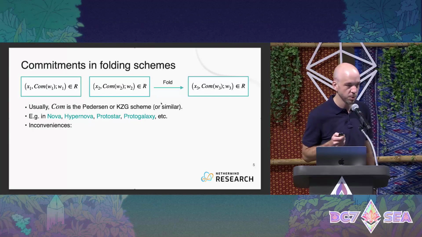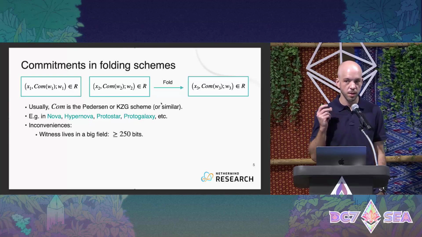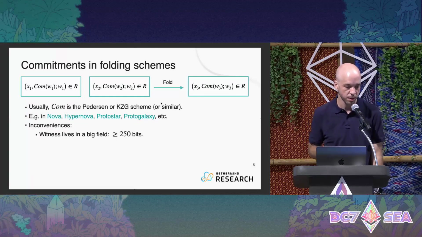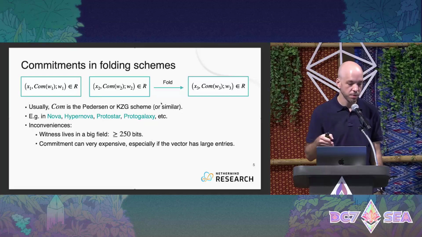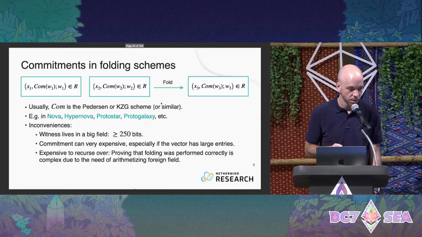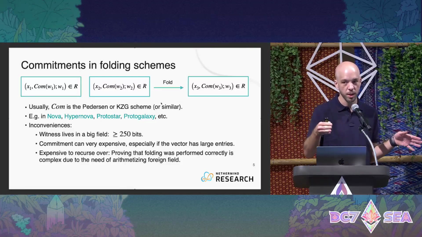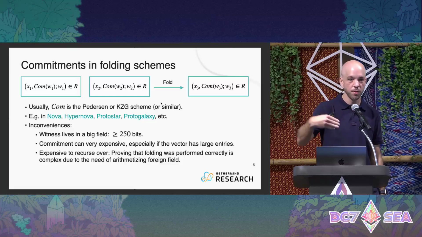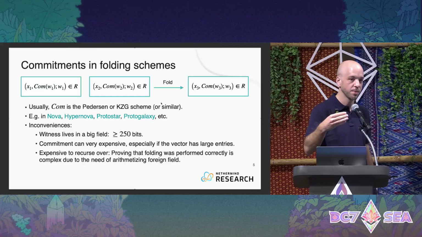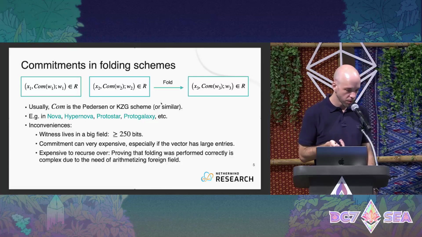This commitment scheme has some inconveniences. One is that here you are forced to live in large fields, so you need fields of at least 250 bits, because if you want to go lower than 250 bits, there are no secure elliptic curves with pairings, if you need them. Committing with this type of commitment can be extremely expensive if the vector has large entries. And it is expensive to recurse over. Usually in folding, you do folding, and then you do IVC, and then you have to prove that the folding is done correctly, and so on. So you have to prove statements about elliptic curve operations, which are quite a headache.